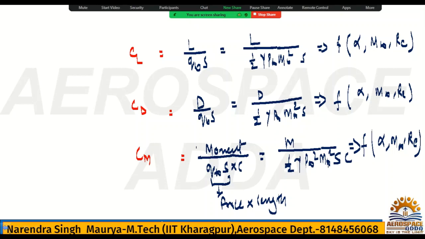And its dependency also you have seen: the lift coefficient depends only on angle of attack, Mach number and Reynolds number. Similarly, the drag coefficient also depends only on angle of attack, Mach number and Reynolds number. And the pitching moment or moment coefficient depends on the angle of attack, Mach number and Reynolds number. This is very important here. They ask this in the examination. Done. I think up to here it is very clear to all, right? So, fine.